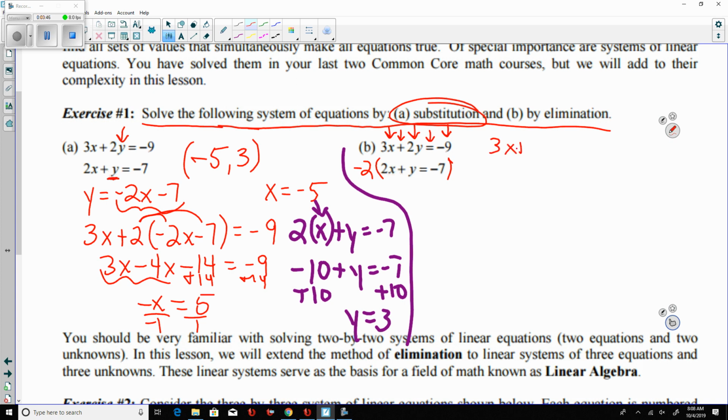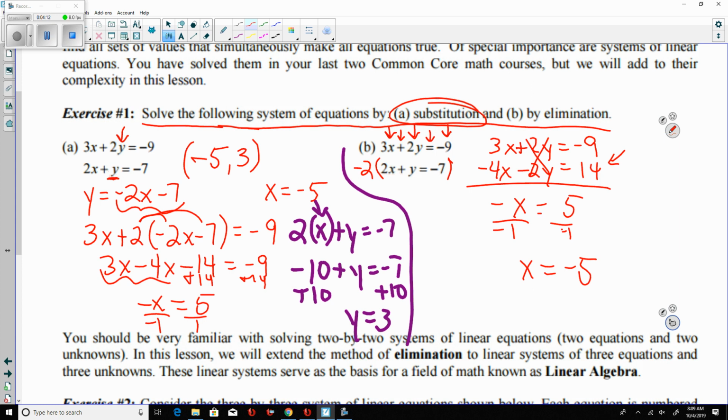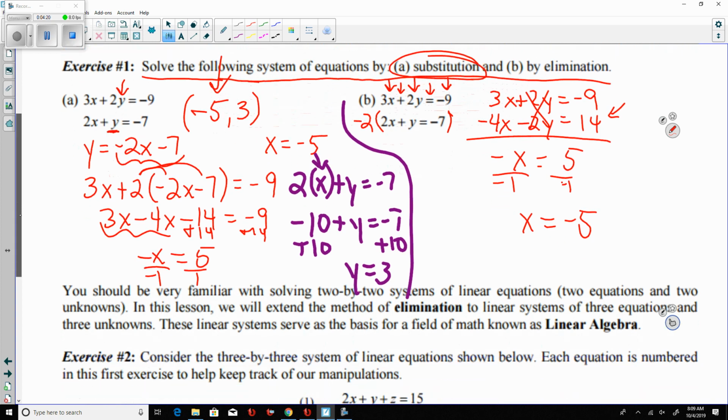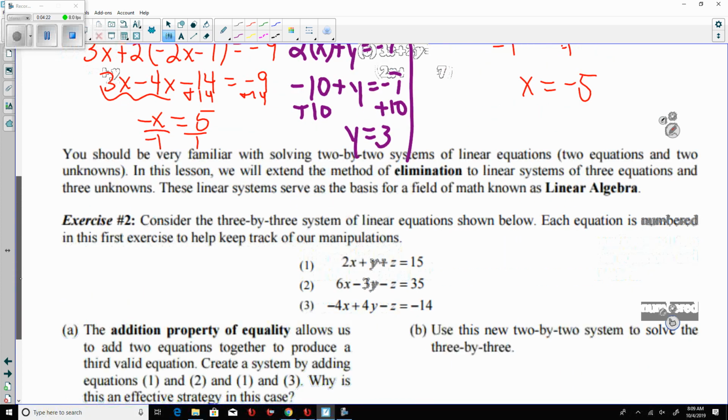So I have 3x plus 2y equals -9, and -4x minus 2y equals 14. That number is very important. So many times I see students forget that number. Okay, so what happens is the y's cancel. I have -x equals 5. Divide again by -1. And x equals -5. Just like we had over there in the original. And then just like we did in the last one, plug it in for one of the equations and solve for y. And it's your ordered pair.